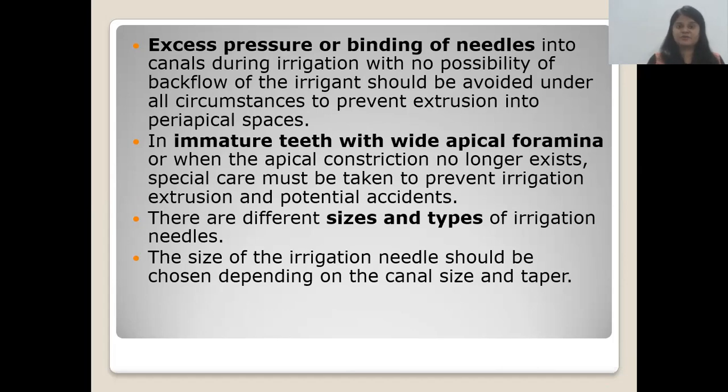In immature teeth with wide open apical foramina, or when the apical constriction no longer exists, special care must be taken to prevent irrigant from extruding into the apical area and causing potential accidents during the procedure. There are different sizes and types of irrigation needles available. The size of the needle should be chosen depending on the canal size and the taper of the canal.